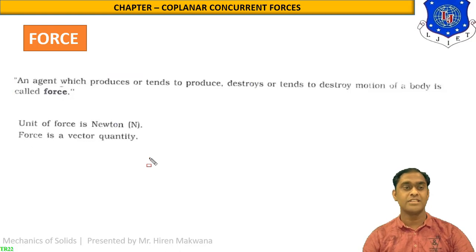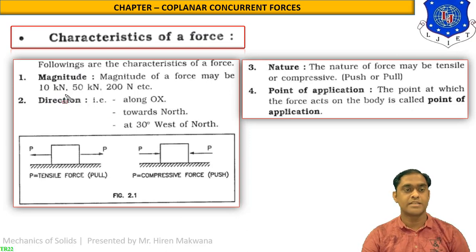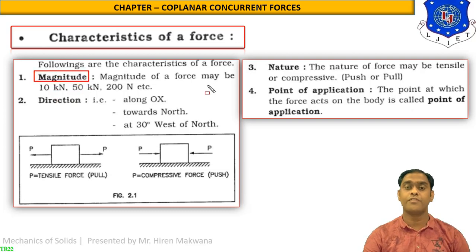Now, what are the characteristics of force? There are four characteristics of force you can visualize. First one is magnitude. What is magnitude? The magnitude of a force may be a value like 10 kilonewton, 50 kilonewton, 200 newton, etc. Its unit is Newton and the bigger unit is kilonewton.